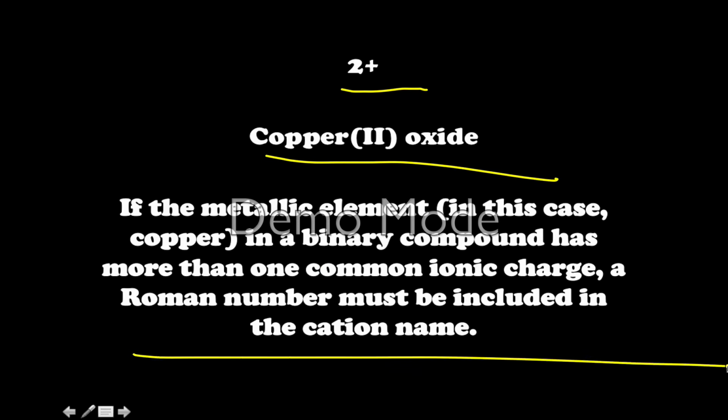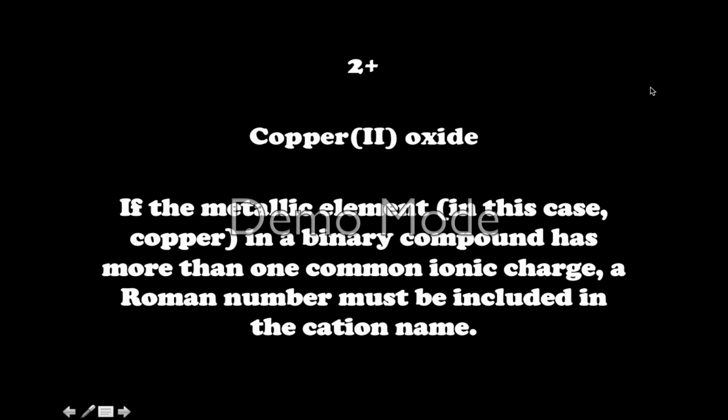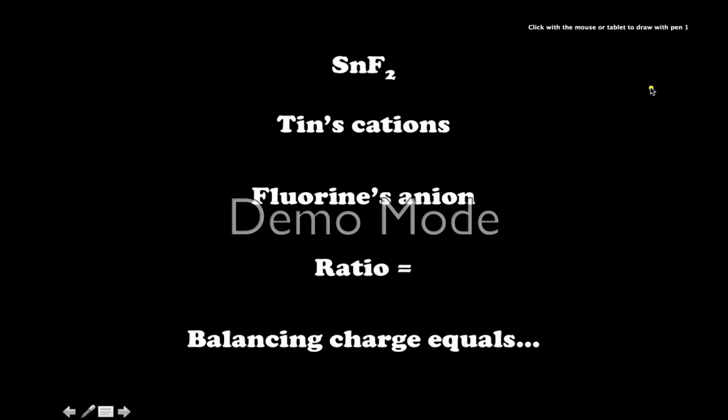This is important too. If the metallic element, in this case copper, in a binary compound has more than one common ionic charge, a Roman number must be included in the cation name. We need to remember that the charges of monoatomic anions can be determined from the periodic table. This can help us write the names of binary compounds such as SnF2 or SnO2. We will try SnF2 first.